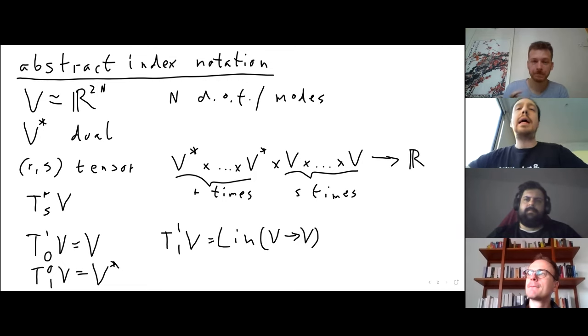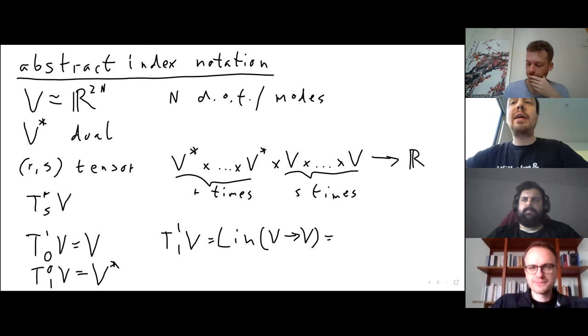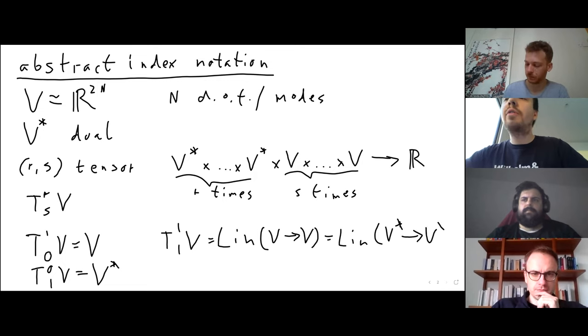So (1,1) tensors are linear maps from the vector space onto the vector space. But of course, we can also swap to the dual, just reinterpreting what the tensor does, and therefore it's equivalently also linear maps from the dual vector space onto the dual vector space.